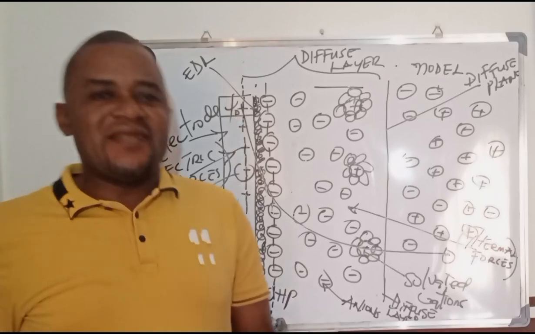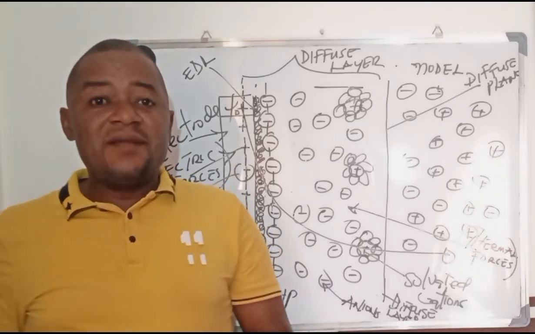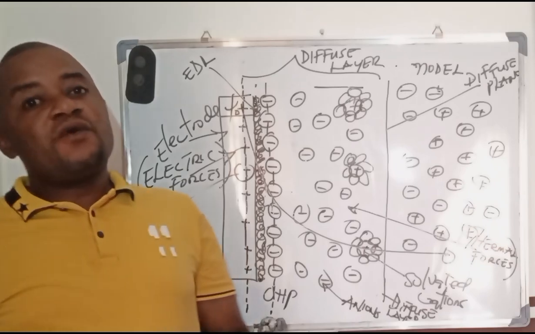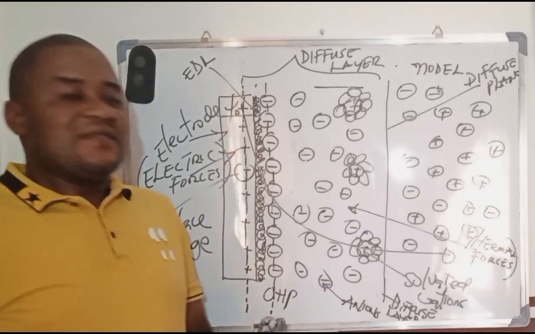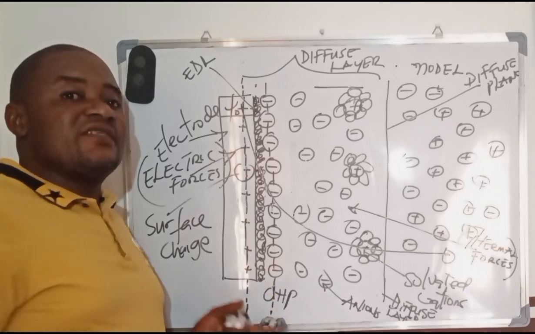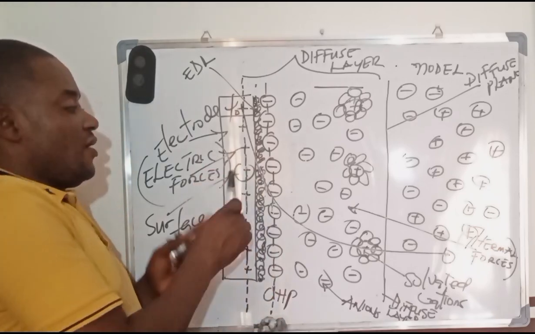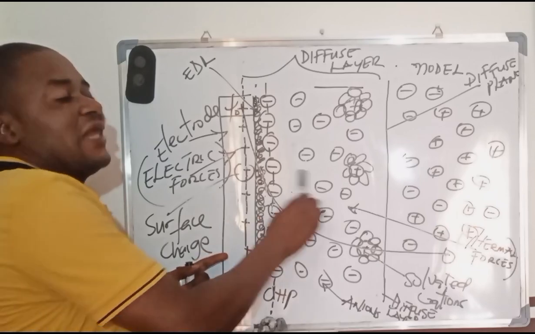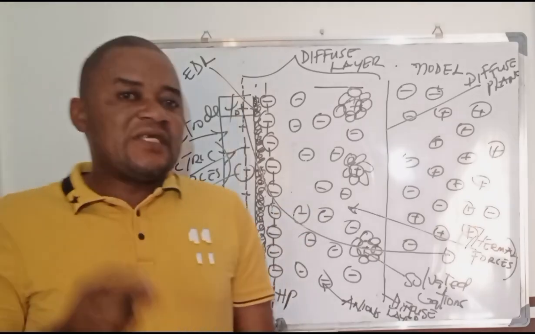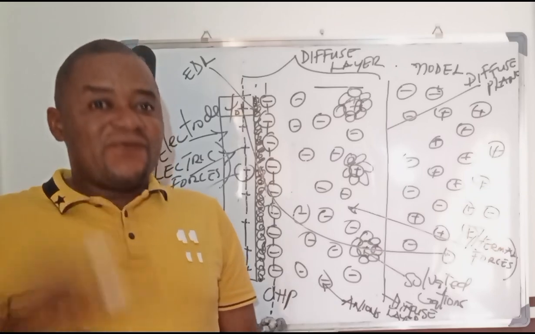Now, what are we saying in essence? What we are saying is simple. The major drawback of the Helmholtz model was that Helmholtz believed that the electrical double layer at the outer Helmholtz plane is rigid. There is no diffusion or mixing of charges of the electrode with that of the solution. But Gouy-Chapman is saying no. There exists what? A diffuse layer.